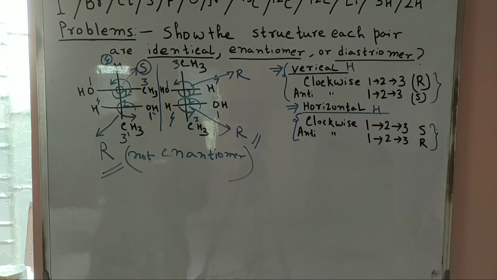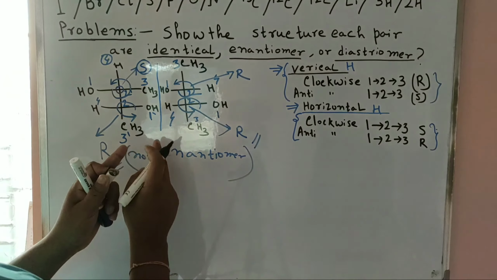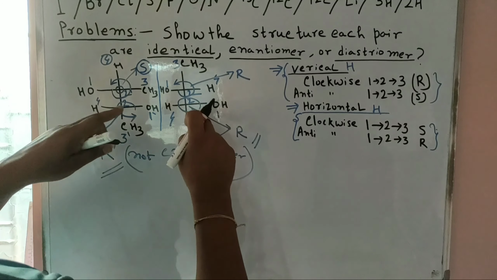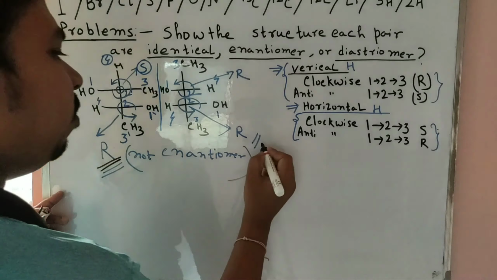So what is the condition of an enantiomer? In the case of an enantiomer, when we consider the two stereo centers, or four stereo centers, they are always opposite.